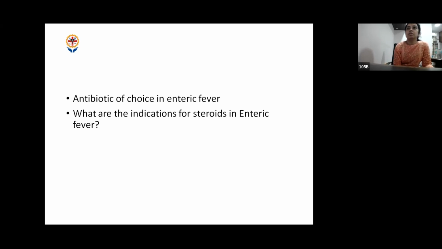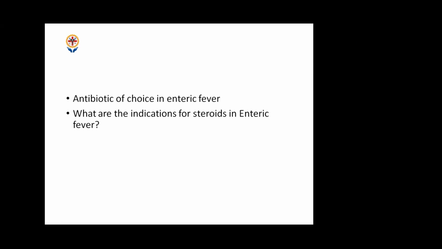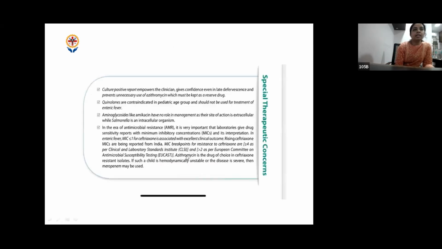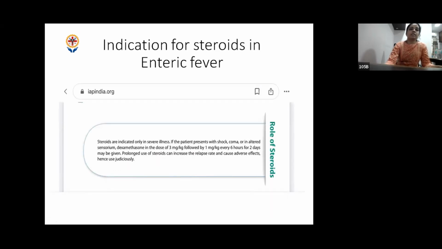Anyone to answer this question? Very severe disease and involvement of the GI system and complications of meningitis. Yes, ma'am, exactly. Steroids are indicated in the severe form of disease, when the child presents in shock or coma or altered sensorium. The recommended dose of dexamethasone in enteric encephalitis or severe enteric fever is 3 mg per kg initial dose, followed by 1 mg per kg every 6th hourly for 2 days. This reference is again from IAP guidelines, standard treatment protocols.